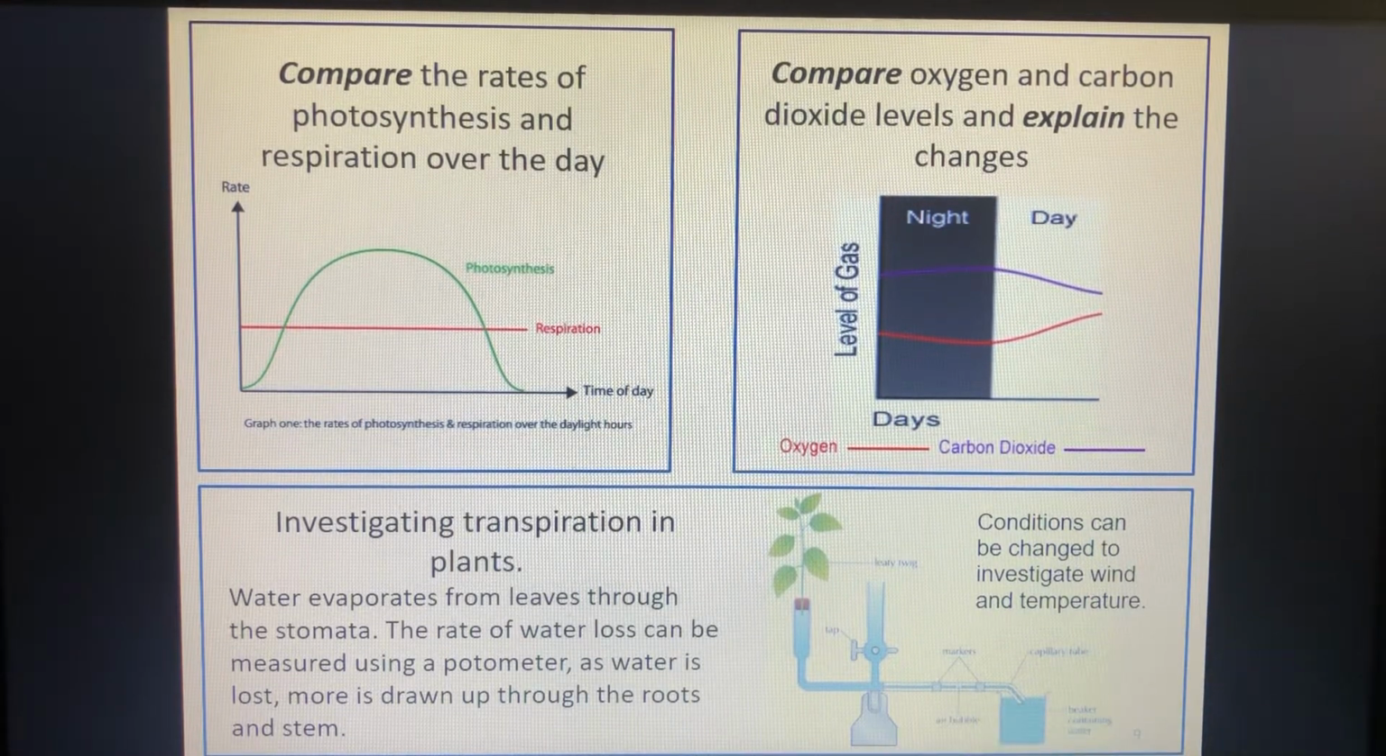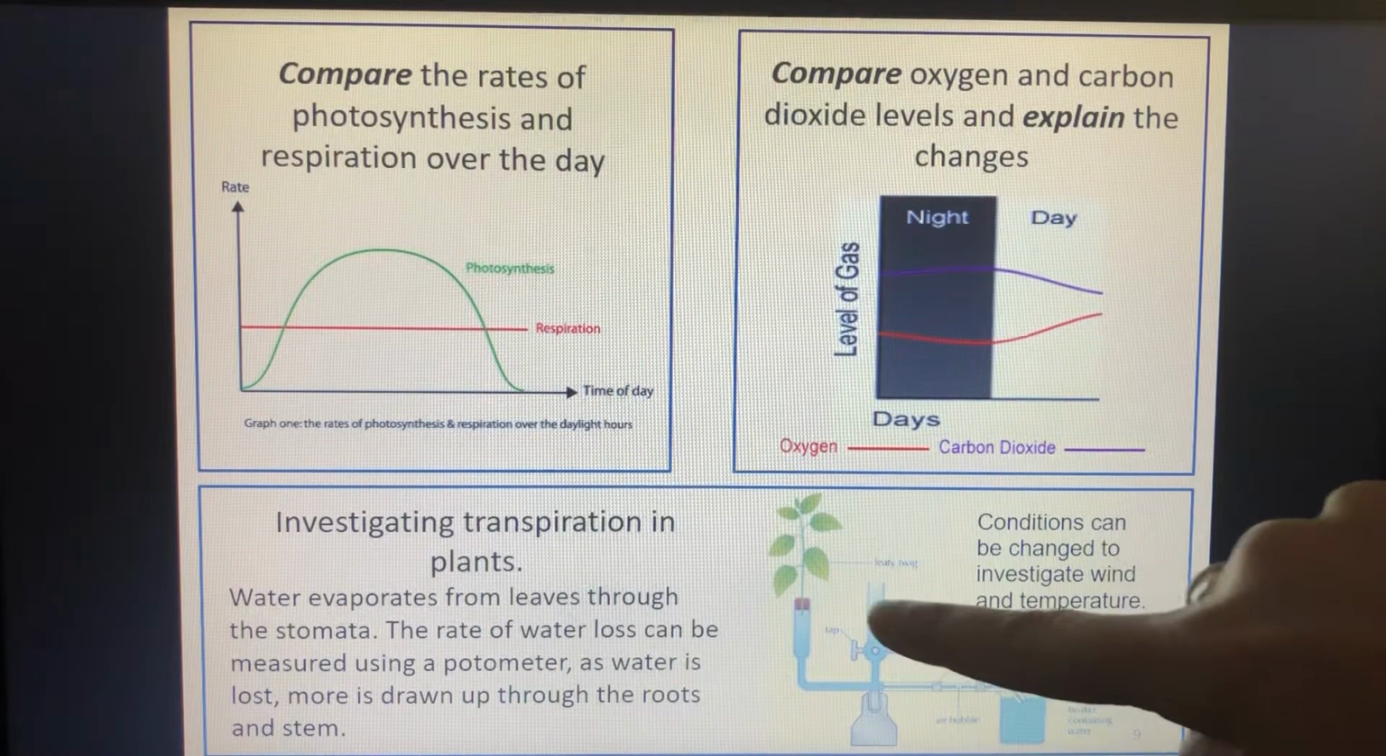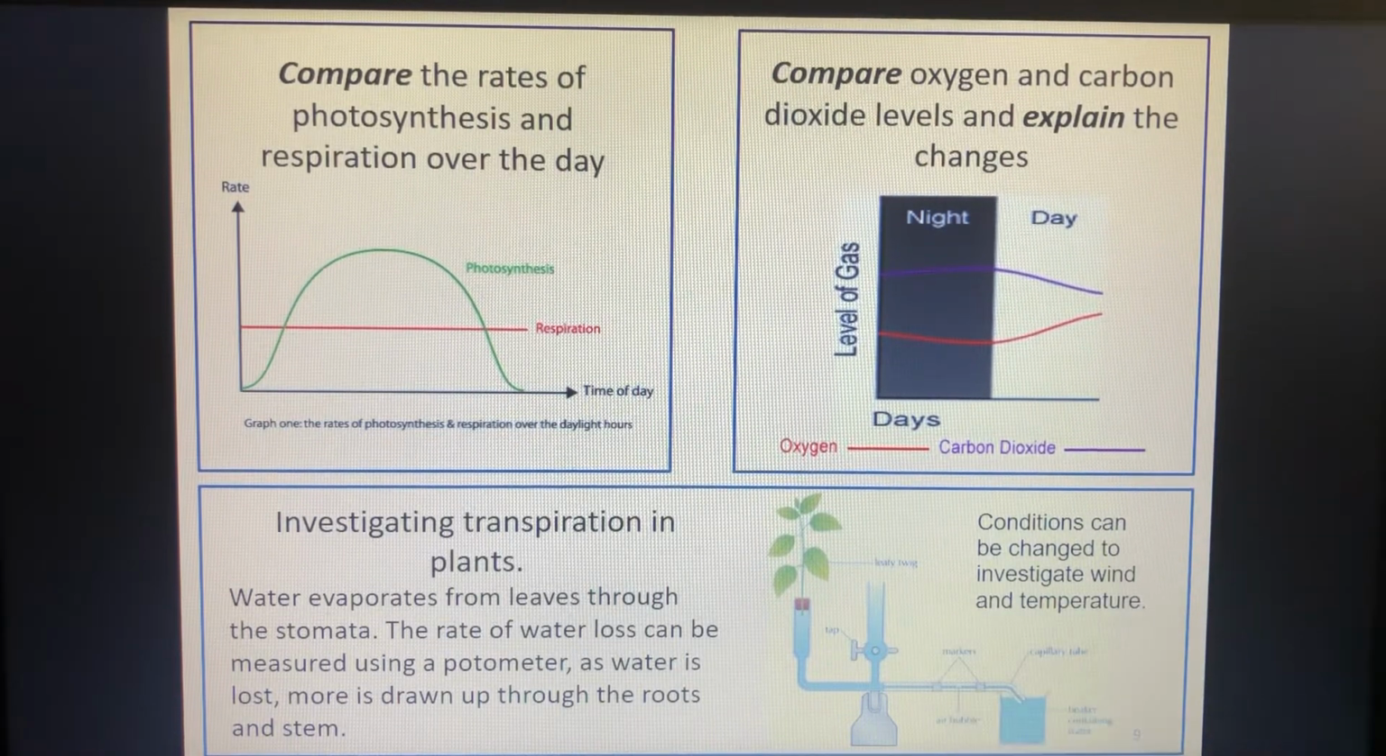We could put a ruler here to measure it, and then we could reset the air bubble using this reservoir here, move it back to the start position, and maybe we could change the variable, use a warm hairdryer and see how that affects it. We could compare different species of plant. We could compare different numbers of leaves on the plant, okay? But what we're using it for is to measure the amount of water that escapes through those stomata in a fixed period of time. I'm going to say 10 minutes, to see how that varies with different independent variables: wind, temperature, number of leaves, species of plant.